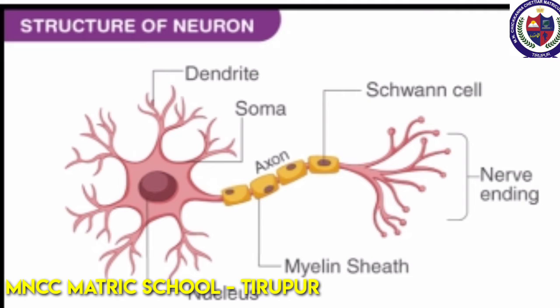Second one, neuroglia. Neuroglia are also called as glial cells. They are non-exciting supporting cells of the nervous system. They do not initiate or conduct nerve impulses. Third one, nerve fibers. The nerve fibers are the long slender processes of neurons. A number of nerve fibers are bundled up together to form nerves. Structure of neuron.